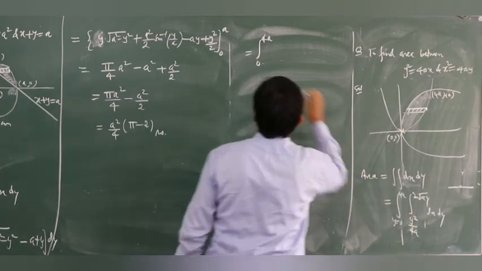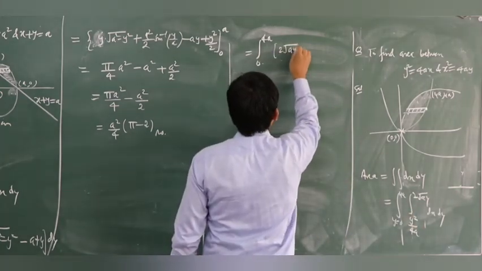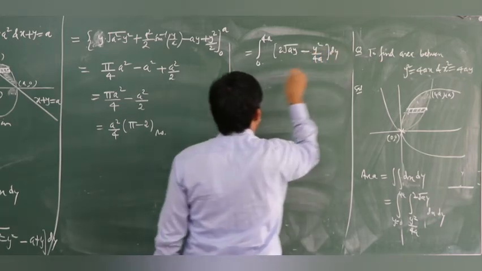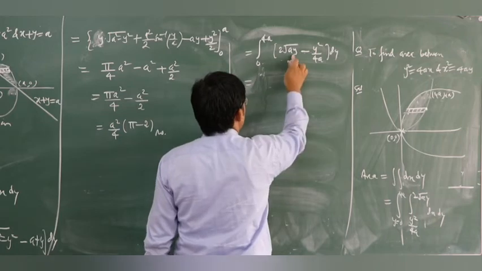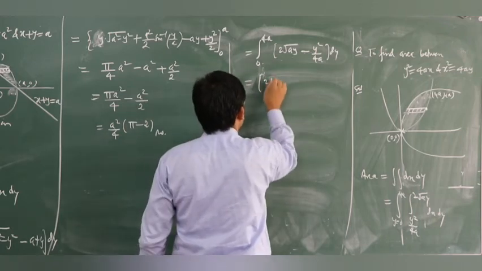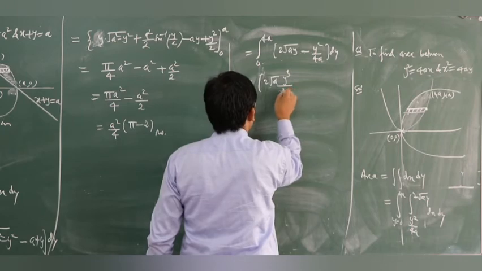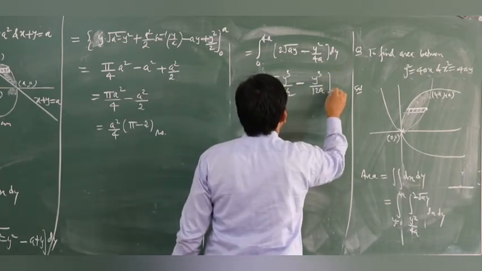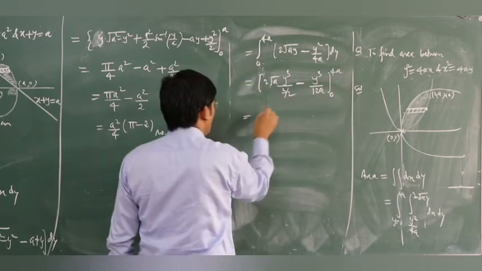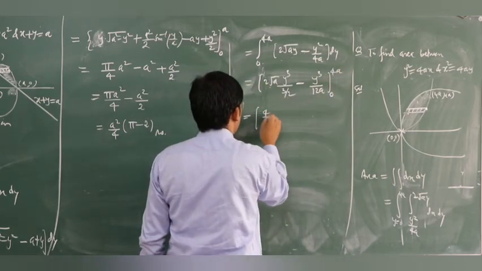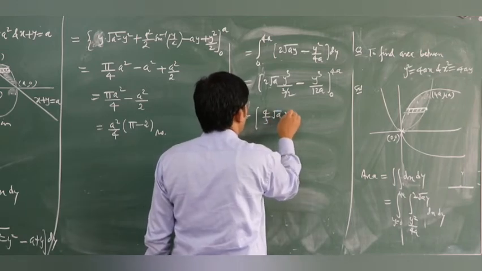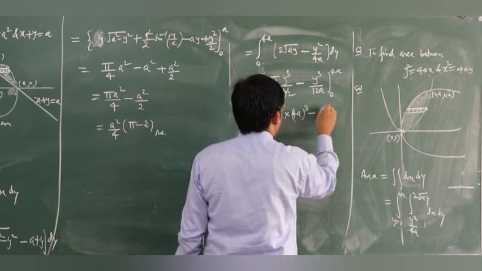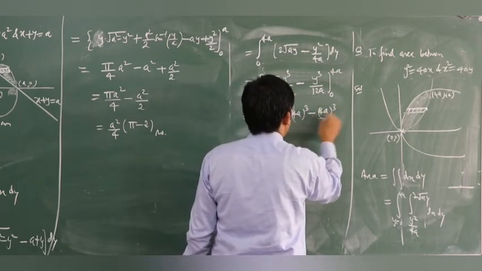Now this will be 2 root ay minus y square upon 4a, and then the integration with respect to y. So the integration of y power half will be y power 3 by 2 upon 3 by 2, and here we will have y cube upon 12a, and then the limits from 0 to 4a. Now this 2 will go in the numerator, so this will be 4 upon 3 square root of a, then the value of y cube will be 4a whole cube, and here we will have 4a whole cube divided by 12a.